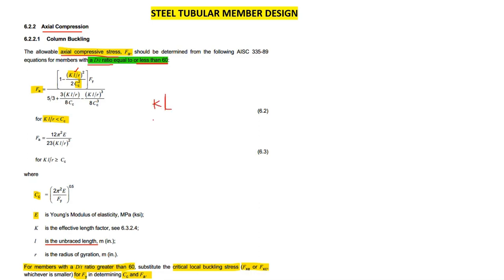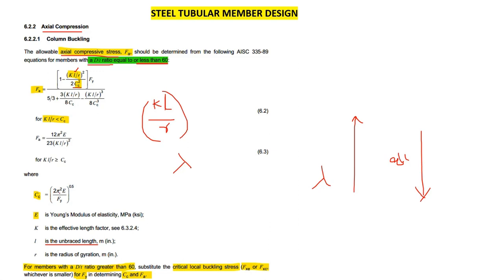L is the length of that member, R is the radius of gyration. KL by R is the factor called the slenderness ratio. If the slenderness ratio increases, your allowable compressive stress will come down, because it will increase the buckling value. And you see this scale by R squared, Cc squared.